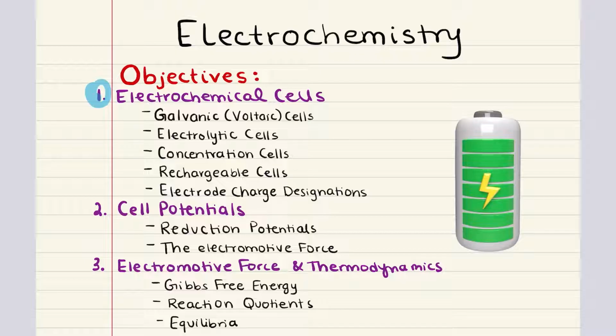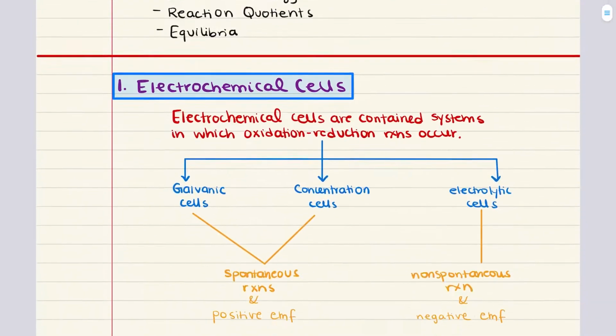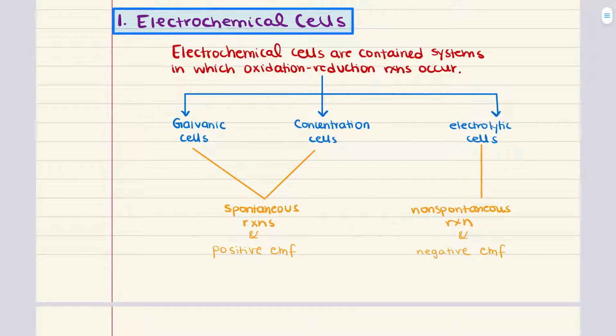discussion on rechargeable cells. Second, we're going to talk about cell potentials. We're going to examine reduction potentials and the electromotive force and understand how they influence cell performance. In the last objective, we're going to cover the relationship between electromotive force and thermodynamics, including Gibbs free energy, reaction quotients, and equilibria. With this introduction, let's go ahead and get started with the first objective.